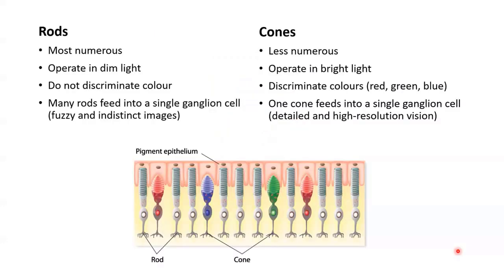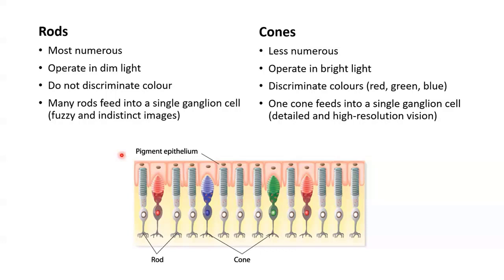So rods are the more numerous photoreceptor, and you can see that in this representative image down the bottom. Rods operate in dim light, so at night or when you walk into a dark room without a light on. And they can't discriminate colour. So you know when you walk outside at night and it's dark and you can see shadows or outlines of things, but it's all grey or black and white.